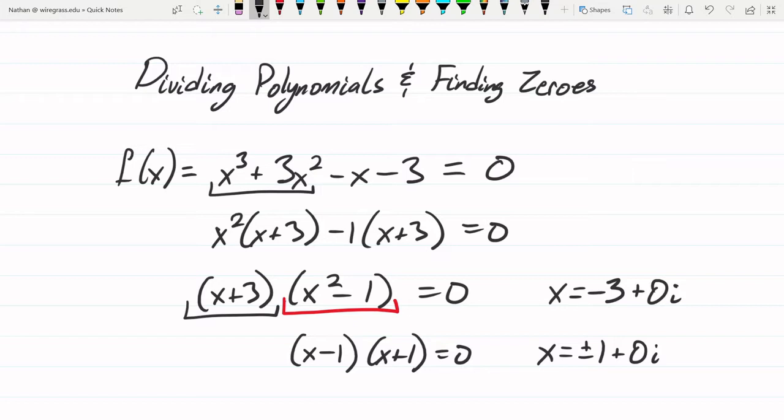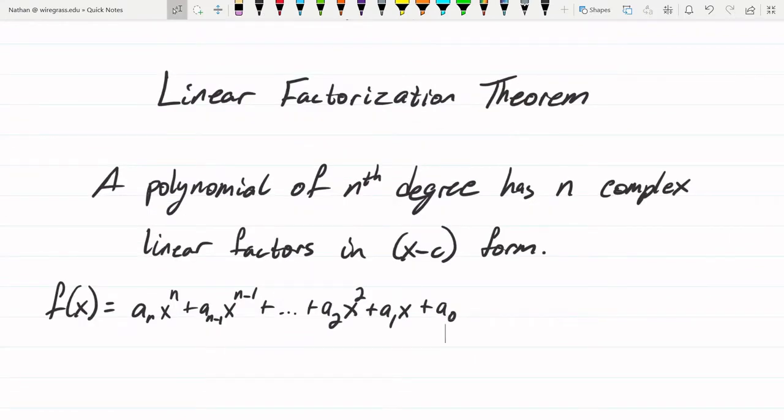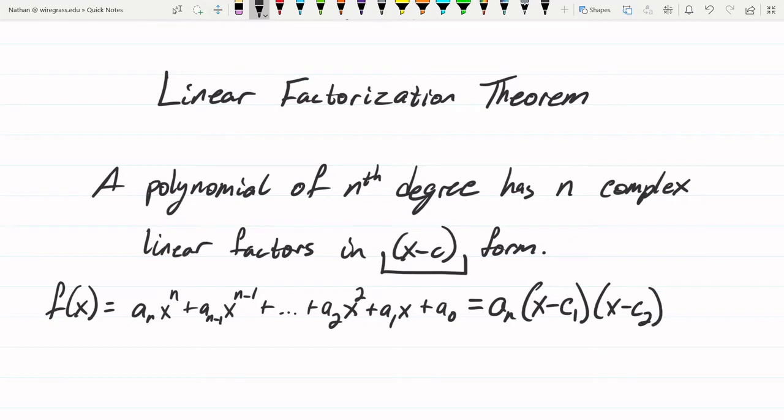So by doing this, reapplying the fundamental theorem of algebra, we get what's called the linear factorization theorem. The linear factorization theorem says a polynomial of nth degree has n complex linear factors in the form of x minus c. So for this polynomial, which is an nth degree polynomial, it can be rewritten as a_n times x minus c1, just some first complex number, x minus c2, some second one, multiplying all the way up to x minus c_n. There's going to be n of them.